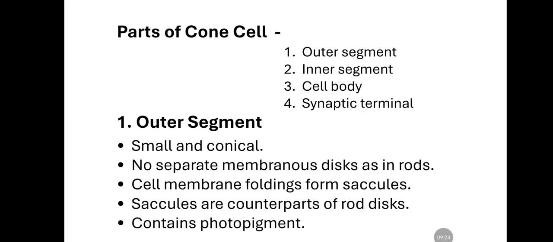Parts of cone cell: outer segment, inner segment, cell body, synaptic terminal. Outer segment small and conical, no separate membrane discs as in rods. Cell membrane folding forms saccules. Saccules are conical parts like rod discs. Contains photopigment.